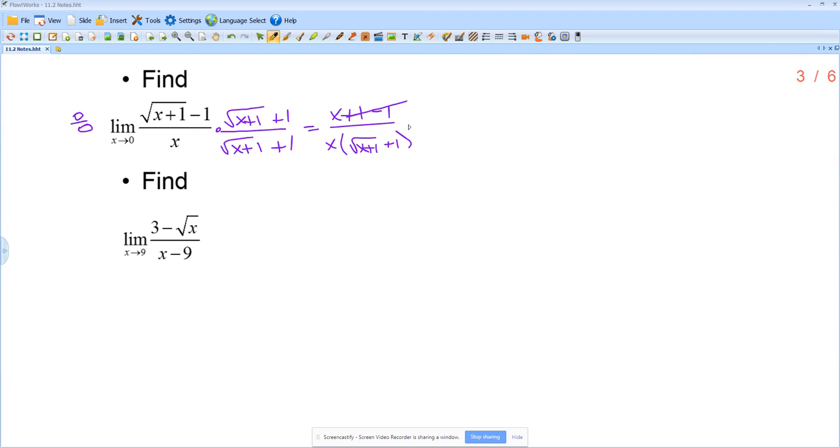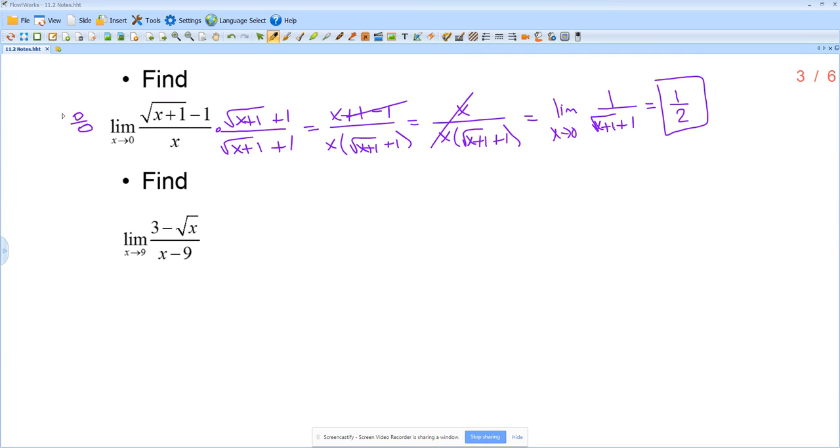1 minus 1 cancels. I'm left with x over x times square root x plus 1 plus 1. And x over x cancels. So this becomes the limit as x approaches 0 of 1 over square root x plus 1 plus 1. Now if I substitute 0 into this, I get 0 plus 1, which is 1, the square root of 1 is 1, 1 plus 1 is 2. So here I know that, because I got 0 over 0, the function does not exist at this point, but the limit does exist, and the limit is 1/2. So that is the y value that this graph is going towards as I get closer and closer to 0.